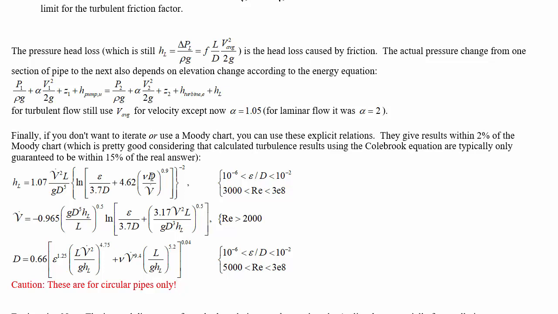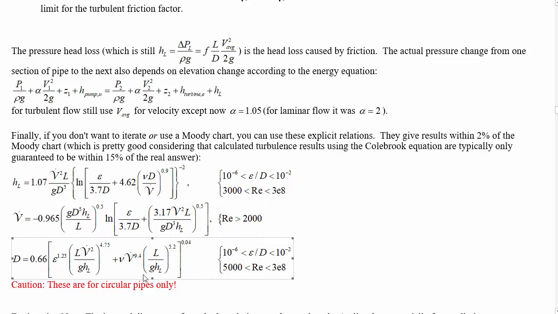This would be if you happen to know that the Reynolds number is in a range where this is valid and the roughness is in a range where this is valid, and it's a circular pipe. These are circular pipes only. Then you could calculate the head loss directly from subbing into this equation. Alternatively, for Reynolds number greater than 2000 only, less restrictive than the other equations that we've got here, we've got an equation for what velocity flow rate you would expect if you know what the head loss is.